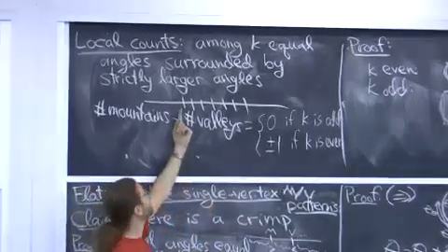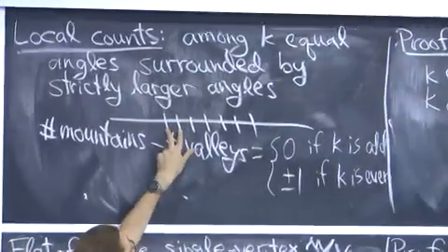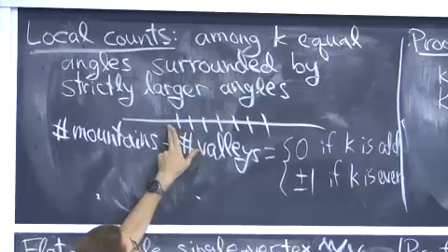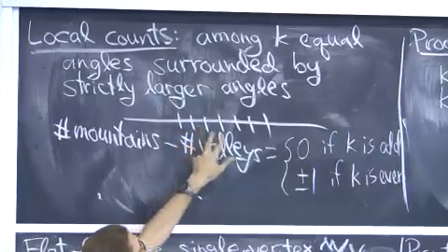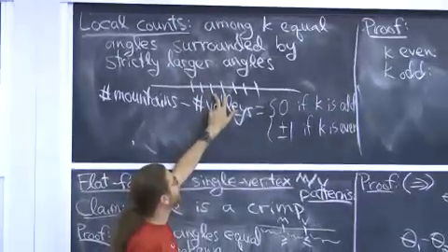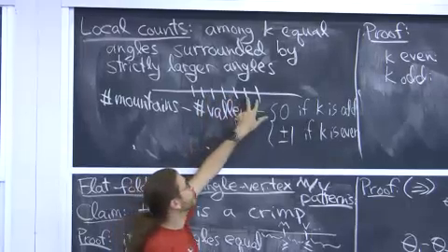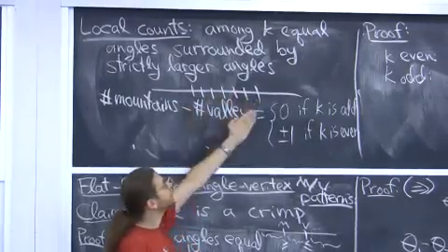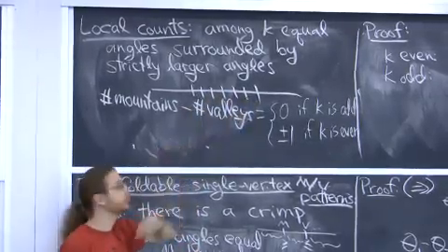If there's a transition from mountain to valley, like right here, that's a valid crimp. This guy's bigger, this guy's equal. This would also be a fine transition because everybody's equal. This would also be a fine transition. Any transition from mountain to valley in here, I've got a crimp.